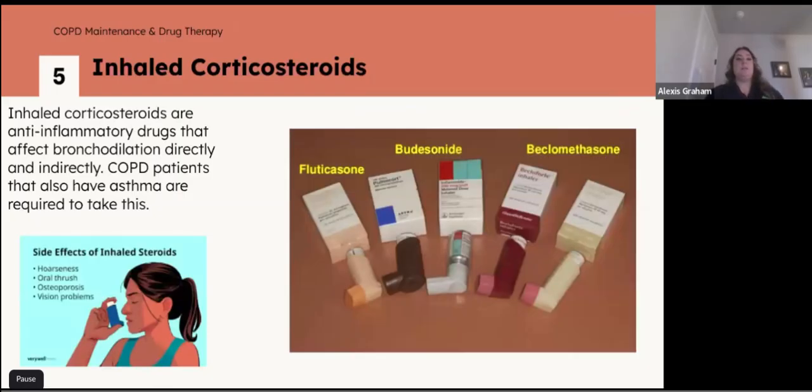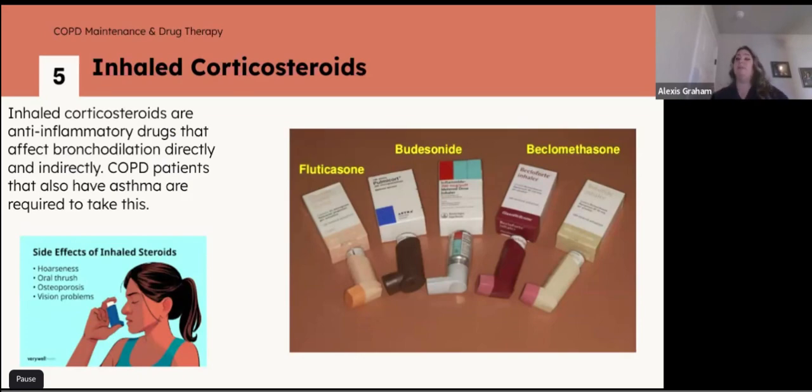So inhaled corticosteroids, these are anti-inflammatory drugs that affect bronchodilation directly and indirectly. COPD patients that also have asthma are required to take this. So anyone who has asthma should have a maintenance inhaled corticosteroid. Some side effects of this would be hoarseness, osteoporosis, vision problems, or oral thrush. Oral thrush is the one we see the most.